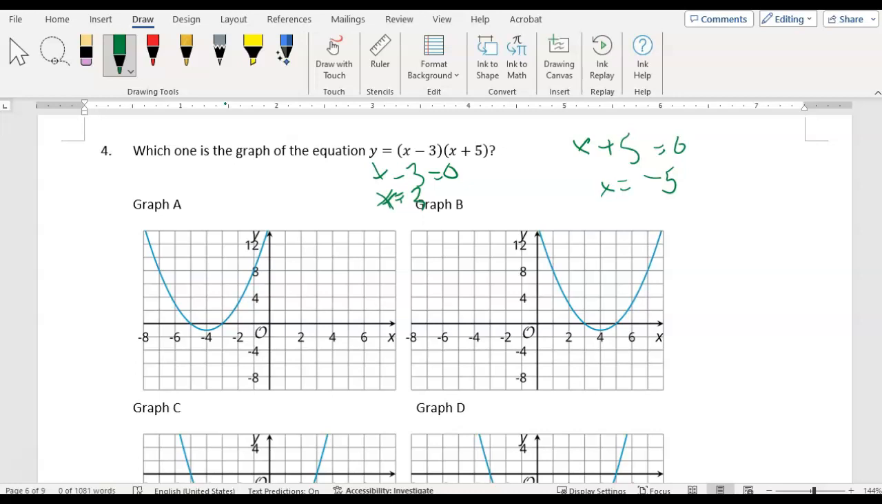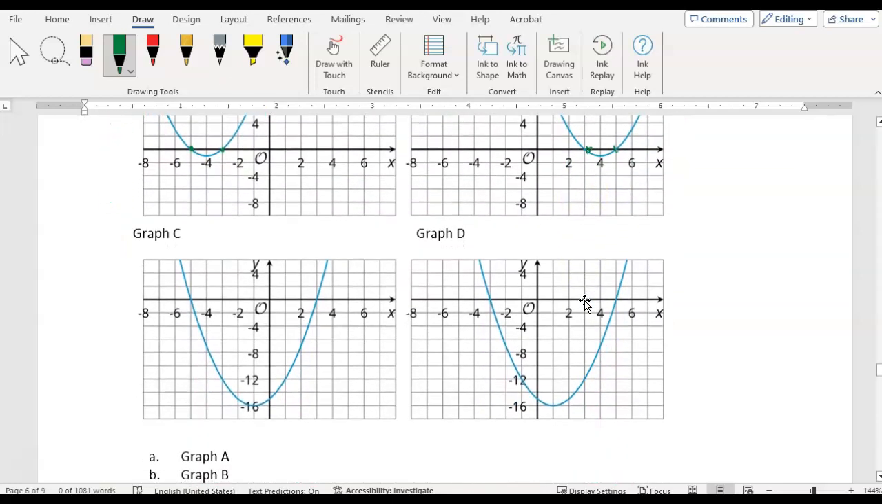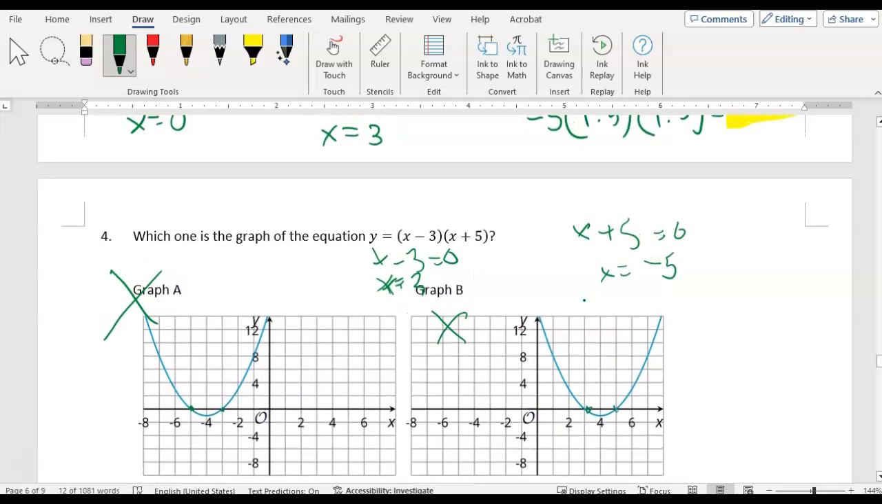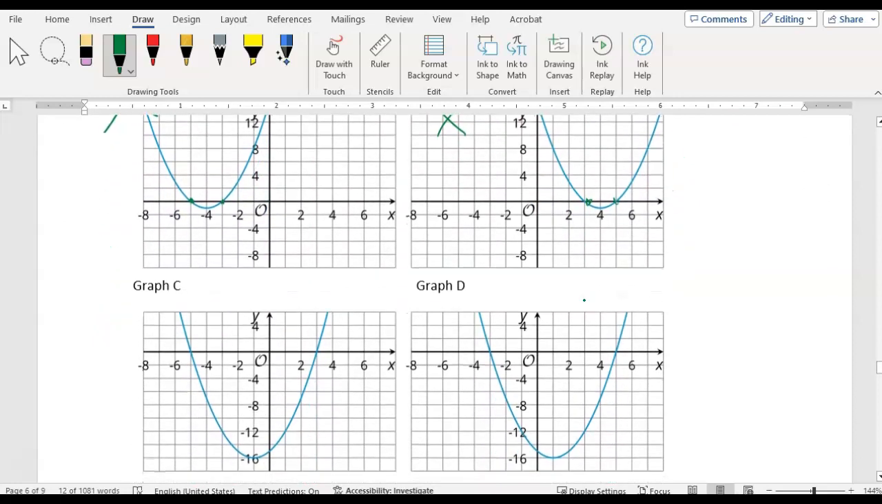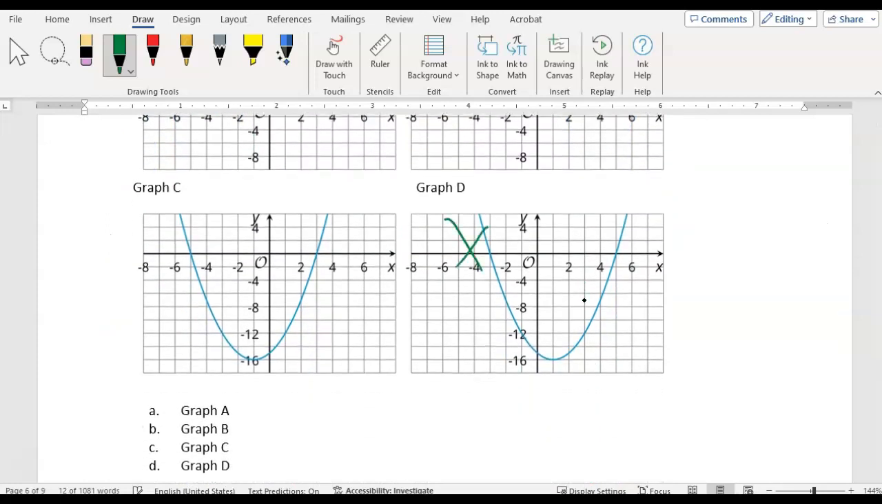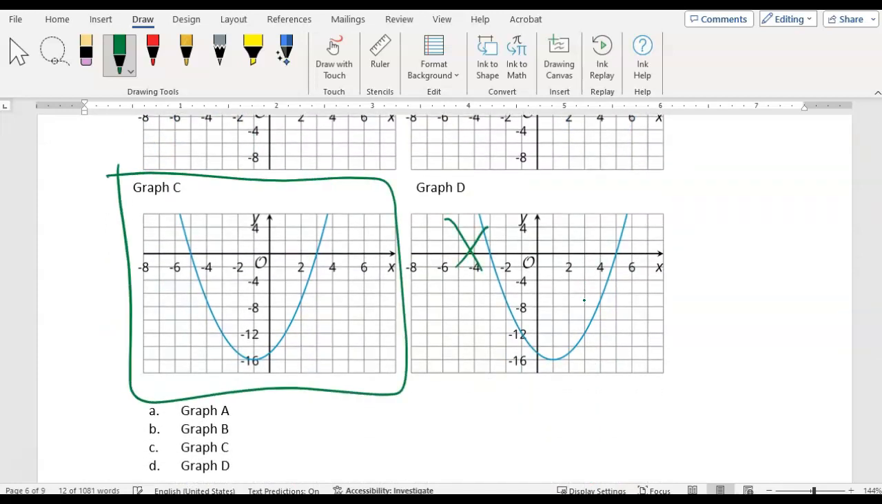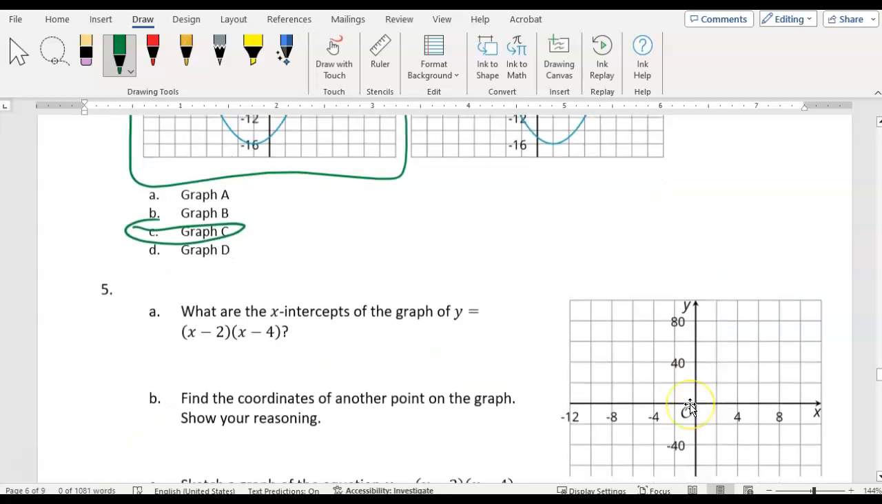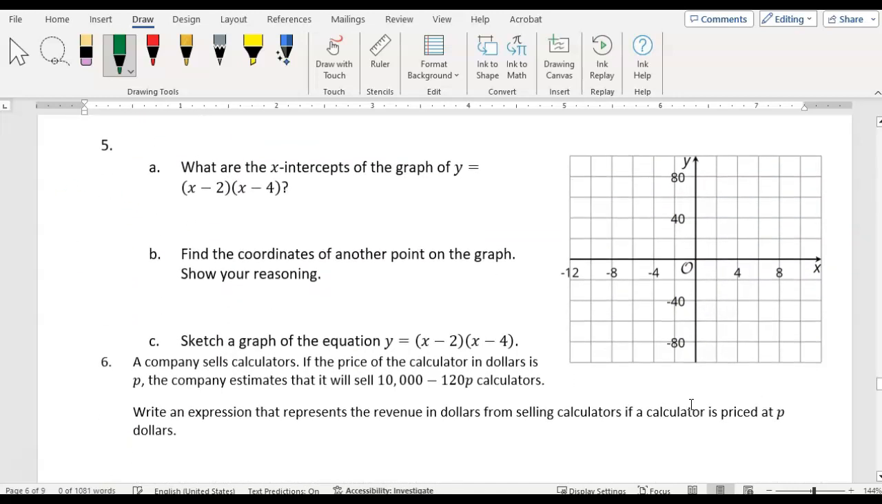So this one is negative 5 and negative 3, so we can eliminate that one. This is 3 and positive 5, eliminate this one. Then we have, this is negative 5 and positive 3. So that one looks pretty good. Let's check D though. It says negative 3 and positive 5. So that is not true. So it is this one right here, graph C, because we see we have negative 5, 0 and 3, 0 here.